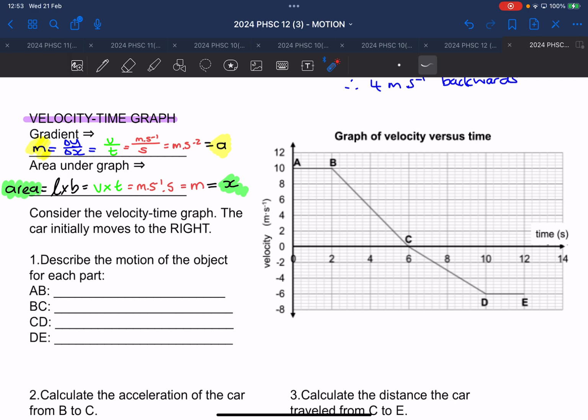Okay. Right, let's look at the type of motions. Let's consider the velocity time graph. The car initially moves to the right. So when we start our story, it's already moving at 10 meters per second. And you can see that velocity is constant, 10 meters.